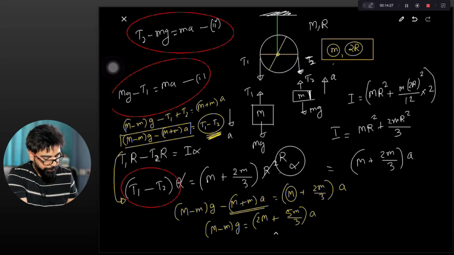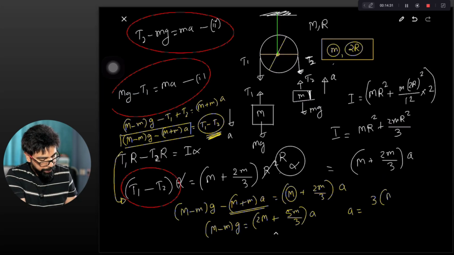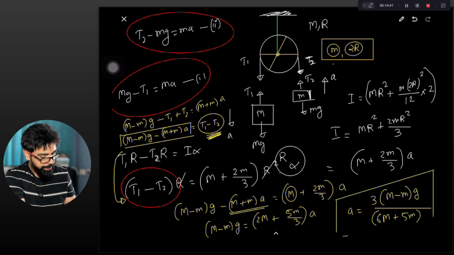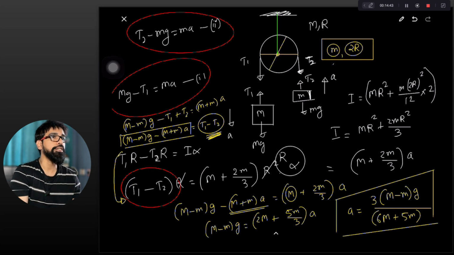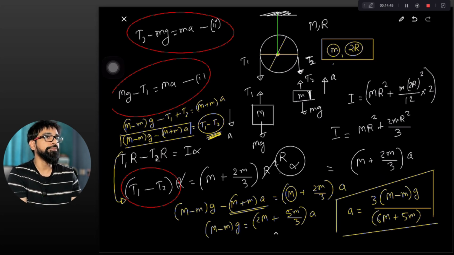So simplification will give me the answer of A as 3 into capital M minus small m into G whole divided by 6 capital M plus 5 small m. This is the final answer of the question that was asked in this year's JEE. So please go through the solution. I'm assuming that you have understood it.